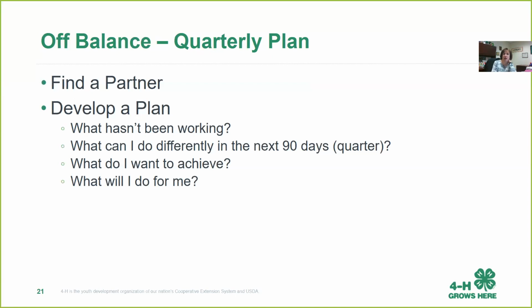What it does is talk about finding a partner, somebody you can talk to quarterly or whatever, and develop a plan. Talk about what's not working in the job, what's not working at home, what can you do differently in the next 90 days? So when we come back in 90 days, what can be different? What do you want to achieve, both personally and professionally? And then what will that do for me? It's a great way to, it's kind of that mentor relationship again.